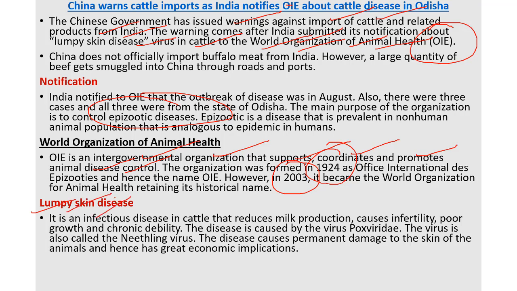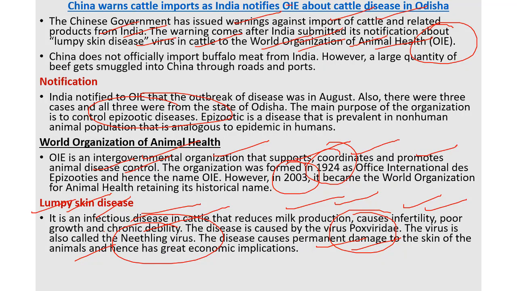Lumpy skin disease. Now this disease is extremely infectious in cattle. It certainly reduces milk production, so the economic loss is huge. It causes infertility, so again a huge problem, poor growth and chronic debility. The virus belongs to the Poxviridae family, and commonly they call it the needling virus. It causes permanent damage to the skin of the animal, starting with some lumps in the skin, so it's a dangerous disease.